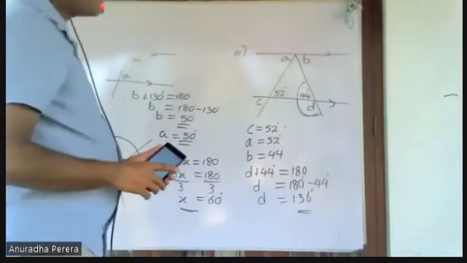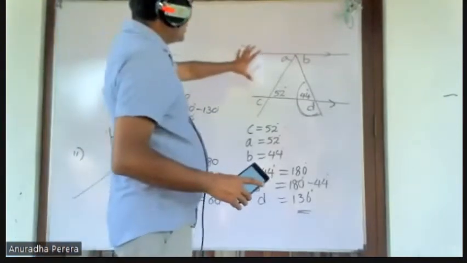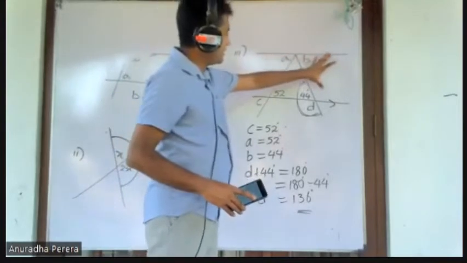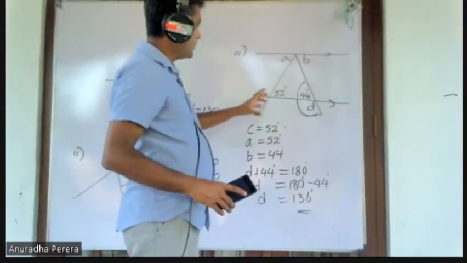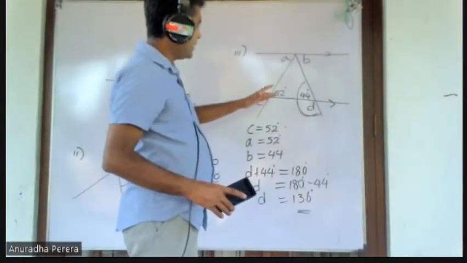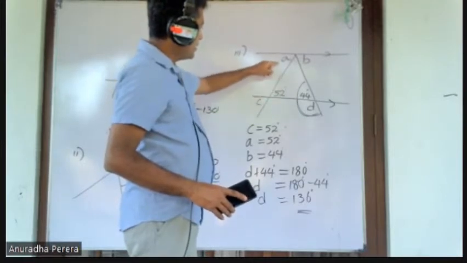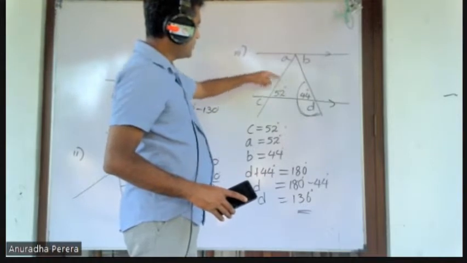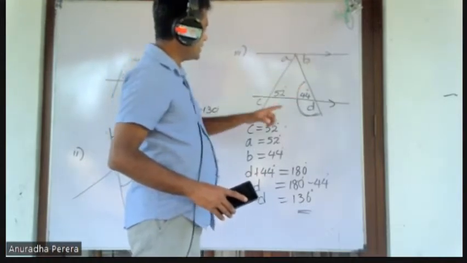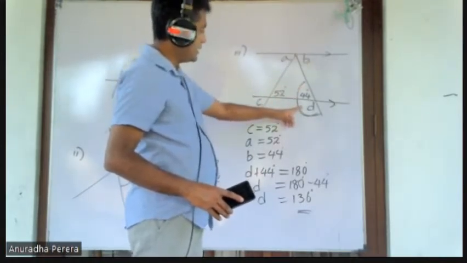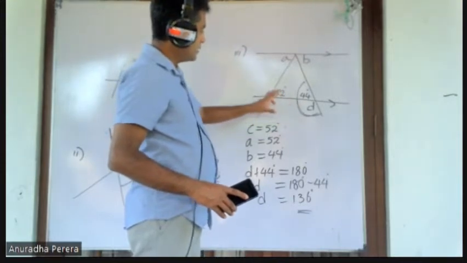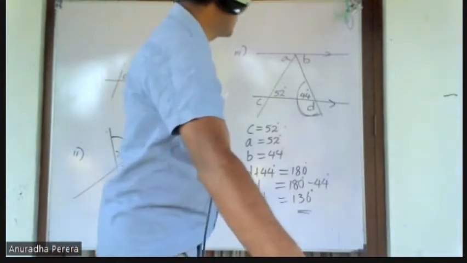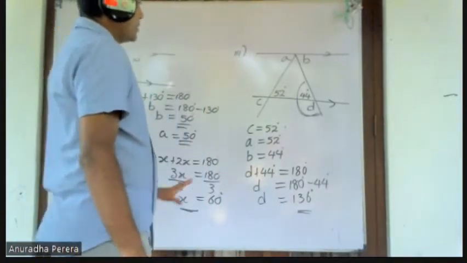No, Buddha, you have to identify what the parallel lines are. When two parallel lines are intersected by a transversal, the alternate angles formed are equal. These two are alternate. These two are alternate. 52 and D are not equal. Why? No, sir, A, take the corresponding angle.